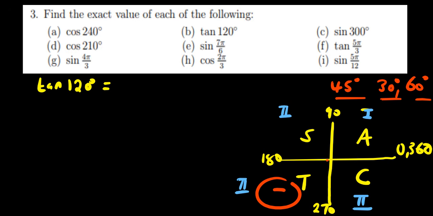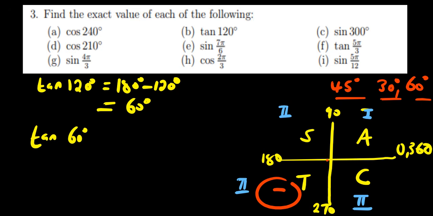For us to find that, we're going to do 180 degrees minus 120 degrees, and when you subtract that, you just get 60 degrees. Now tan 60 degrees, you know that is just the root of 3 from our first question.